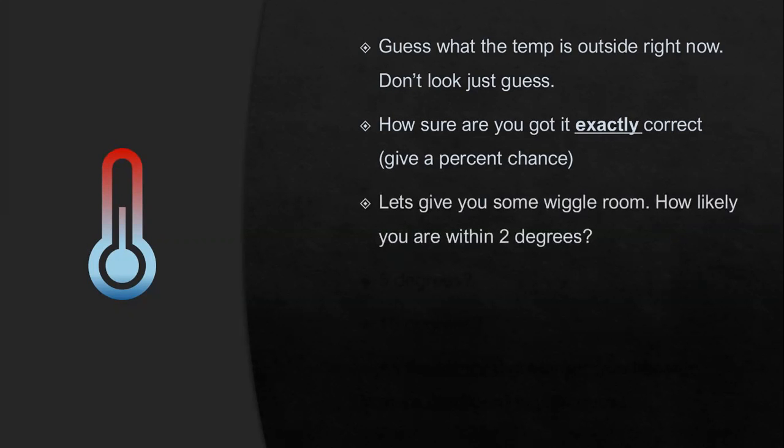Probably you didn't give yourself too high a mark. You might have been pretty high, but you gave yourself some chances to be wrong because being exactly correct is difficult. So let's give you some wiggle room. All right, so let's say you're within 2 degrees. So if I guessed 50, I'm now allowed to be correct if it's somewhere between 52 and 48. I'm going to feel more assured that the answer's in there.